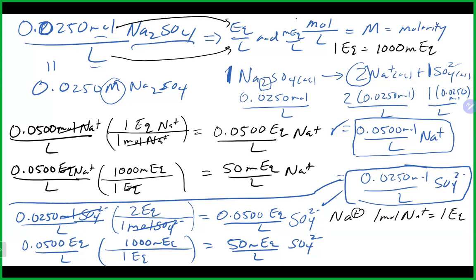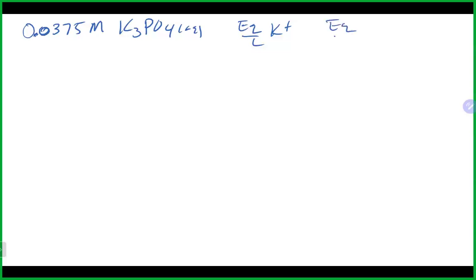All right, well, I tried one. Why don't you try one? Let me just make up some numbers here. Let's go with, we got a 0.0375 molar potassium phosphate solution. And we want to know what is the equivalence per liter of the potassium ion and the equivalence per liter of the phosphate ion. And why don't we also do milliequivalents per liter for both of them as well?